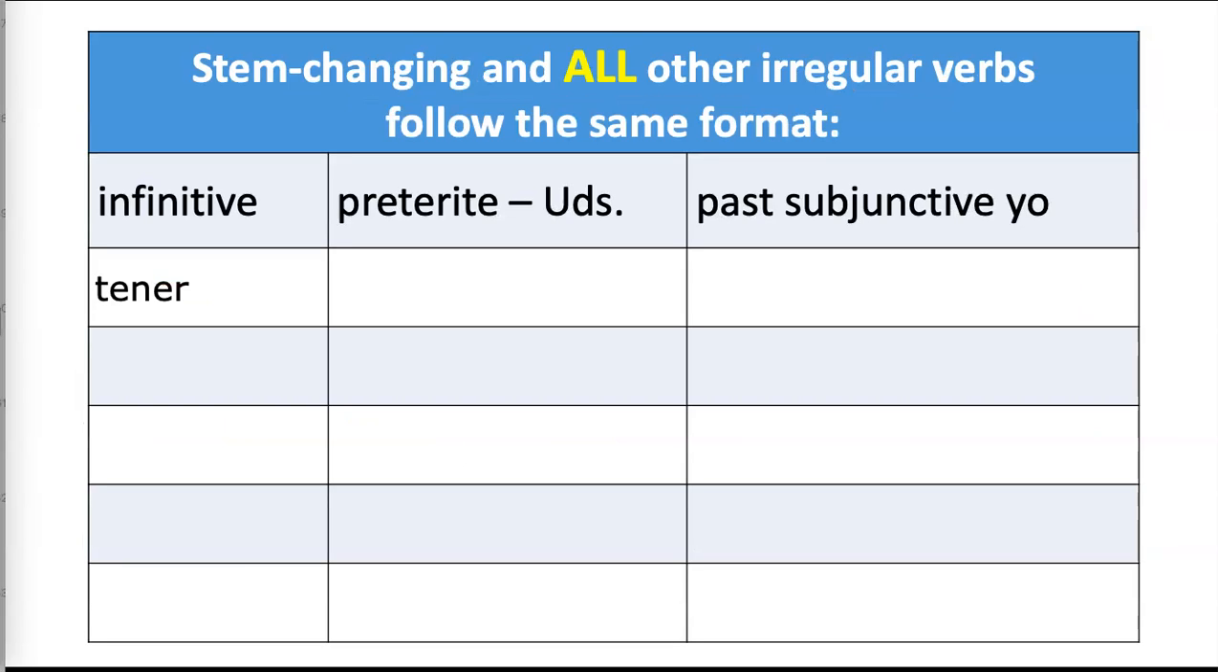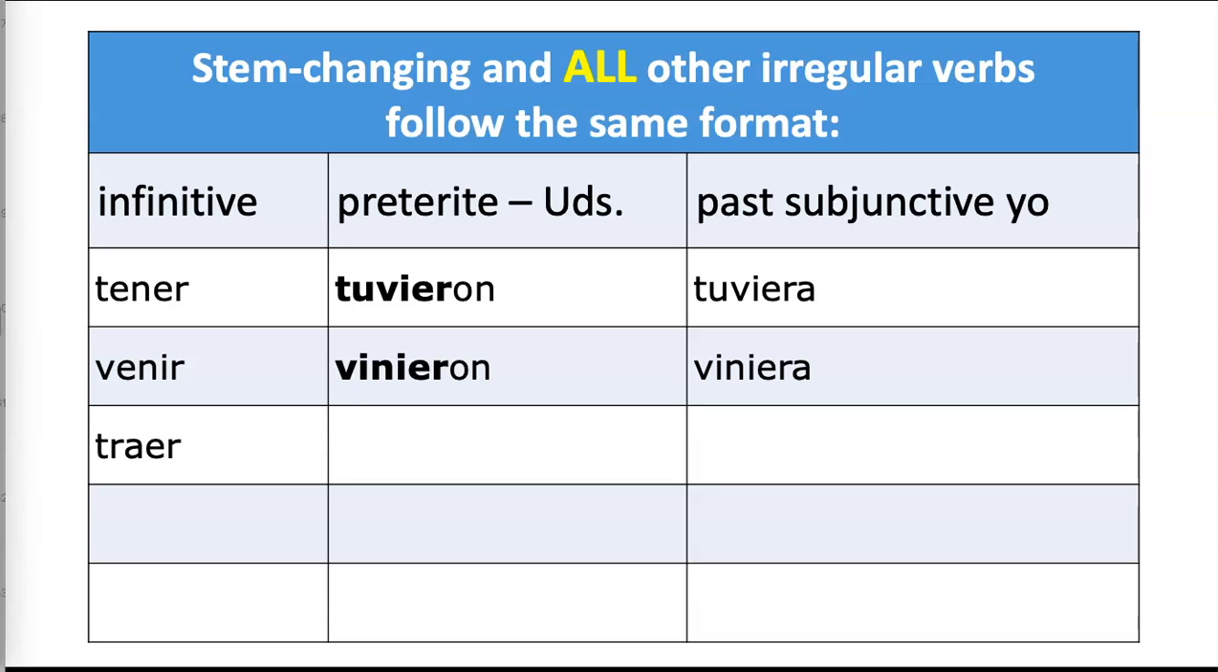Let's look at tener. The preterite ustedes form is tuvieron. Drop the -on, add -a to get the subjunctive yo: tuviera. Venir: vinieron. Drop the -on, add -a: viniera. Traer, do you remember what its preterite form is? Trajeron, drop the -on, add -a: trajera.